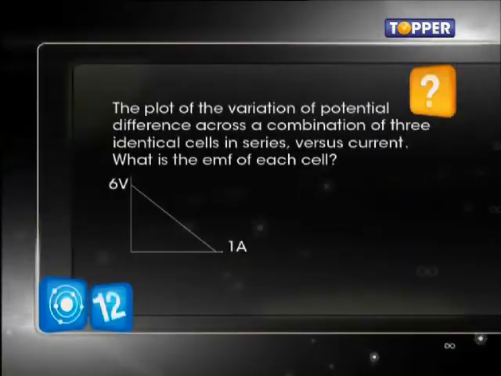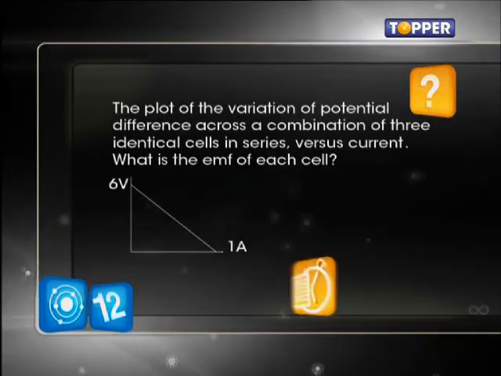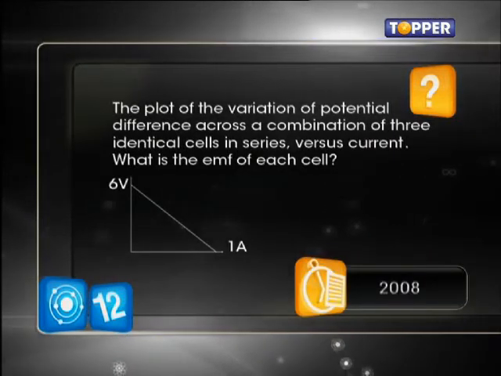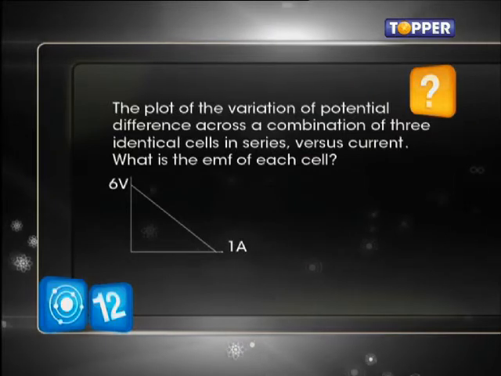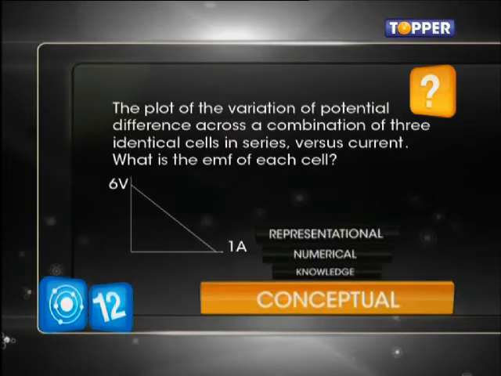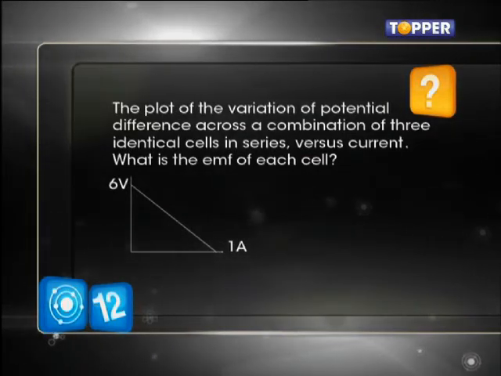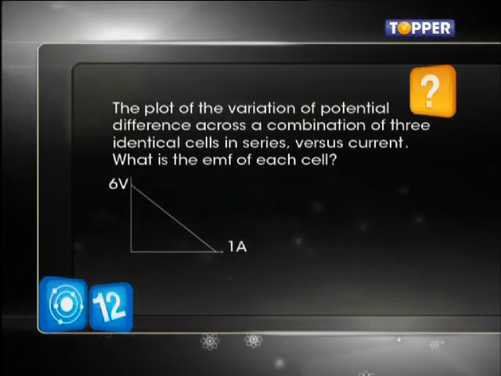So on that note, let's take a look at the last practice question of the day. We'll then be ready to take up the difficult challenge, the HOTS question. So solve this one quickly. Here we are shown the plot of the variation of potential difference across a combination of 3 identical cells in series versus current. So, what is the EMF of each cell?